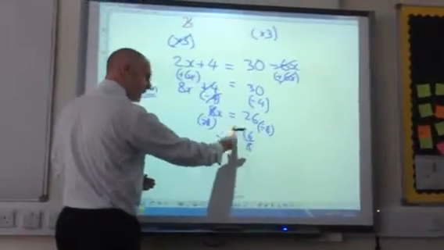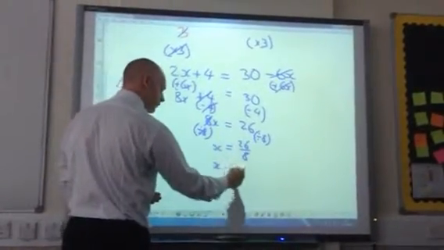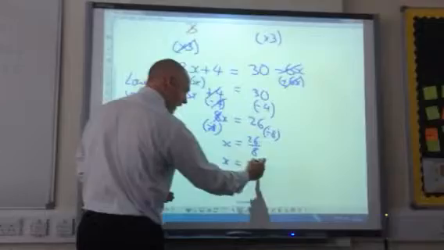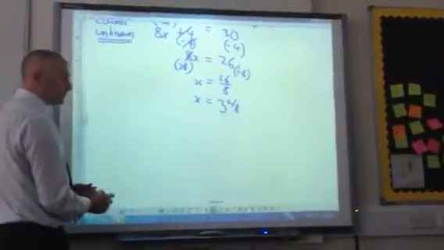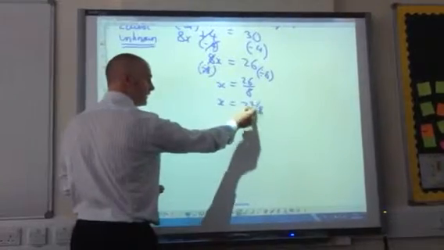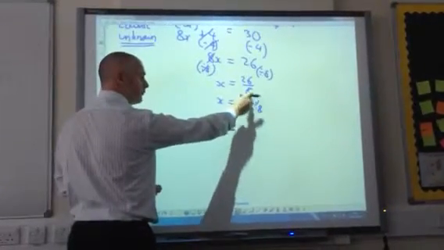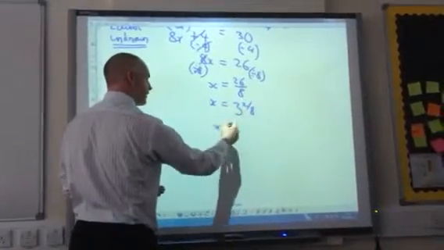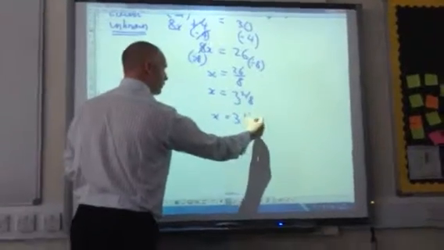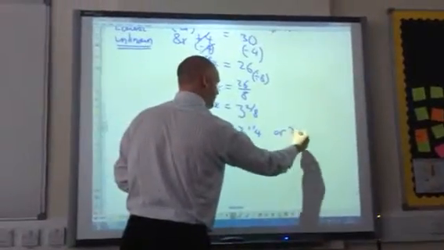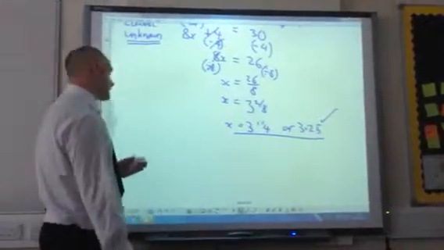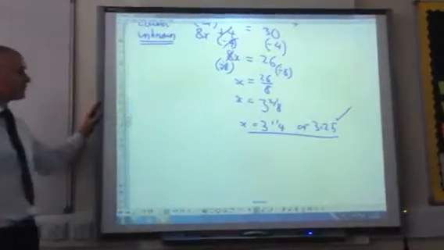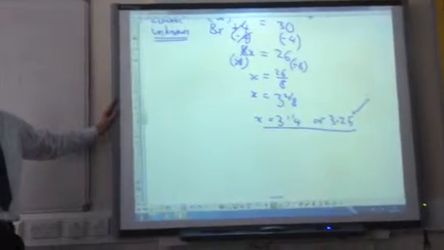So how many whole 8s go into 26? Which is 3 whole times. And there are 2 8s left. I can still simplify that, because 2 8s is the same as, if I halve top and bottom, 1/4. So my answer is 3 1/4, or you could have written 3.25. That's level 6/level 7, solving linear equations, unknowns on both sides.